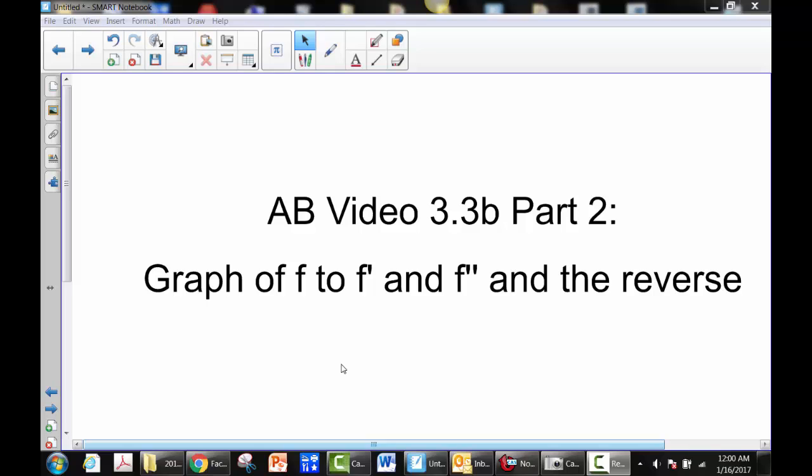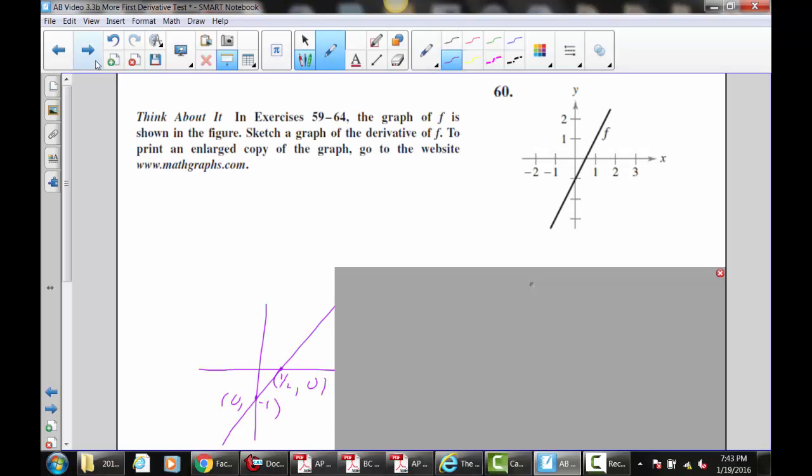Hi, welcome to AB Video 3.3b Part 2, the graph of f to the graph of f prime to the graph of f double prime and the reverse. 59 through 64, now some of you are going to be very good at this and others you're going to struggle with this, so pay close attention.